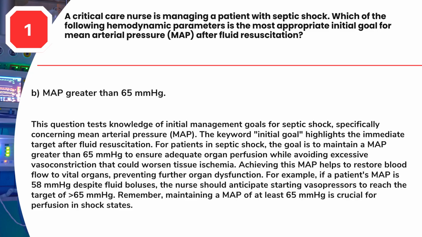For example, if a patient's MAP is 58 mm of mercury despite fluid boluses, the nurse should anticipate starting vasopressors to reach the target of greater than 65 mm of mercury. Remember, maintaining a MAP of at least 65 mm of mercury is crucial for perfusion in shock states.